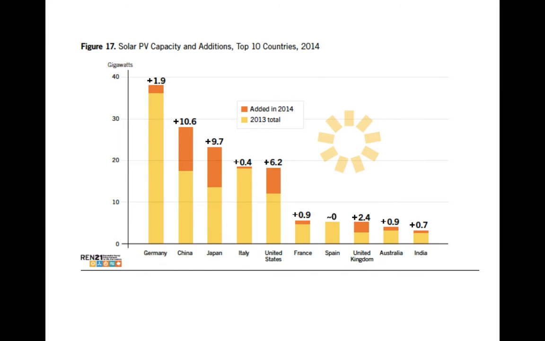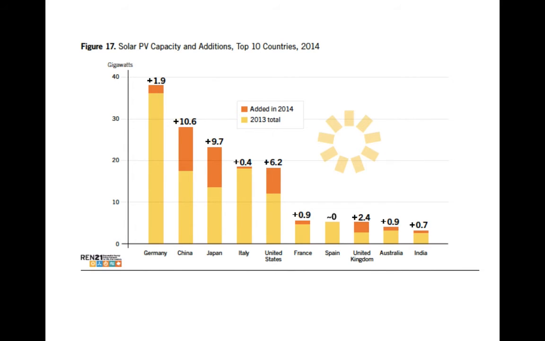Now, who's adding all this solar energy? Well, the leader in additions is China, as you can see here. They're closing in very rapidly with Germany, which has the largest installed capacity. This is in 2014, so they may have already exceeded Germany. But what you can see here is the pace at which China has been installing solar photovoltaics is tremendous. They're followed closely by Japan.